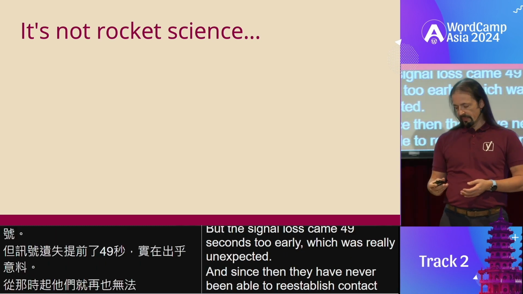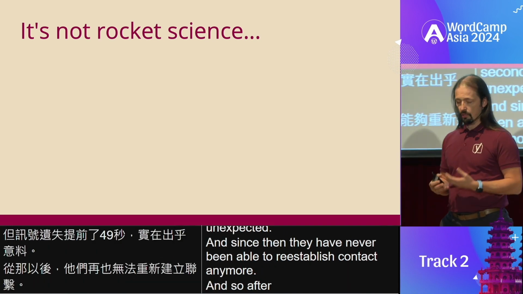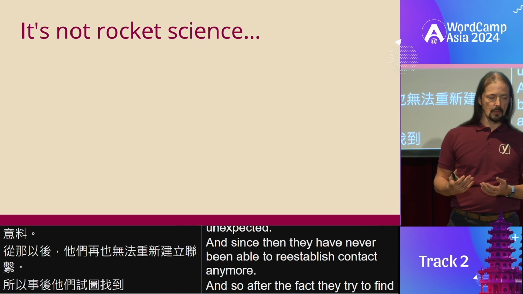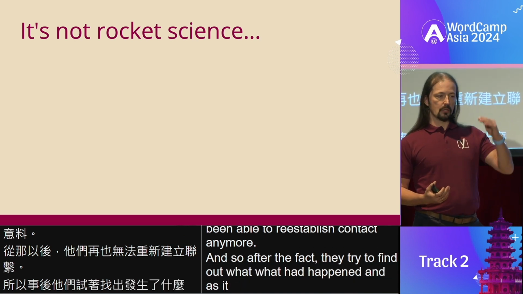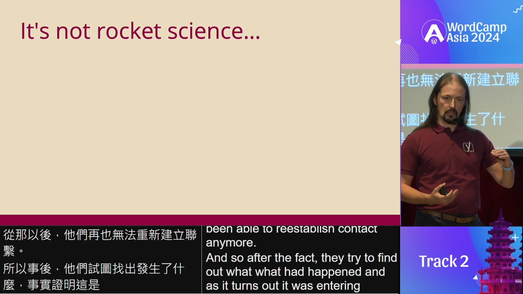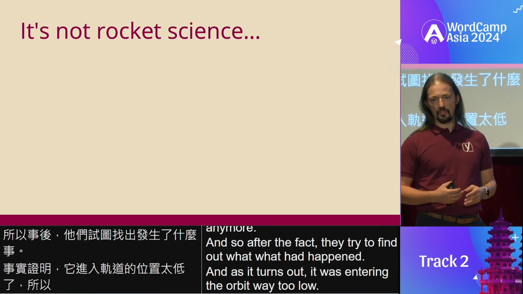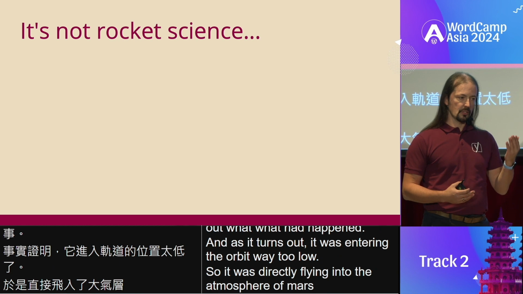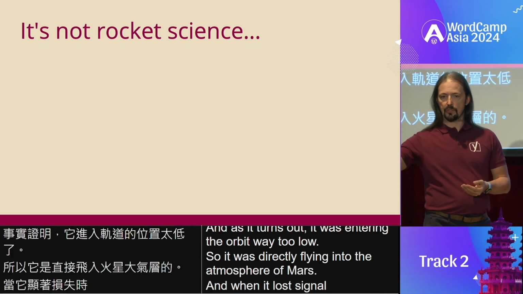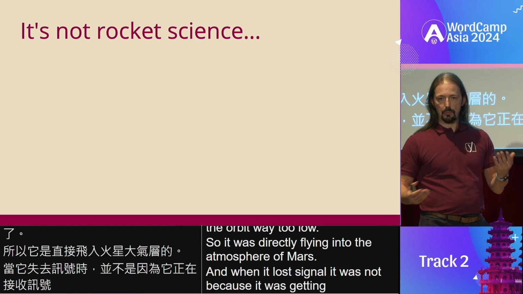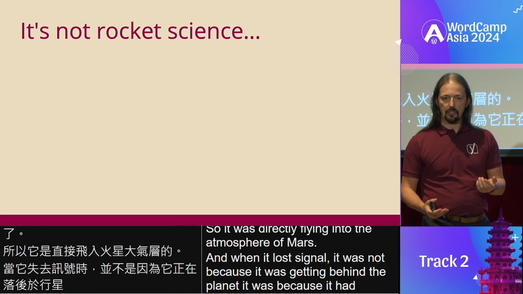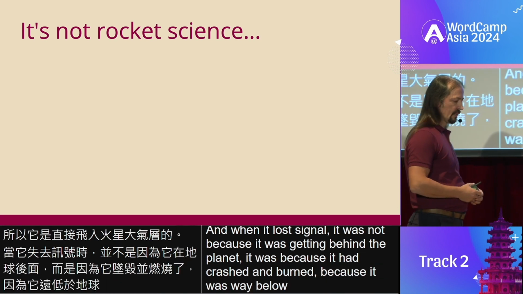And so, after the fact, they tried to find out what had happened. And as it turns out, it was entering the orbit way too low, so it was directly flying into the atmosphere of Mars. And when it lost signal, it was not because it was getting behind the planet, it was because it had crashed and burned, because it was way below that safe altitude.